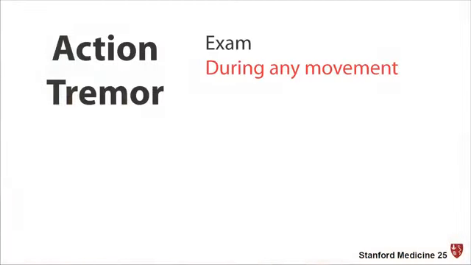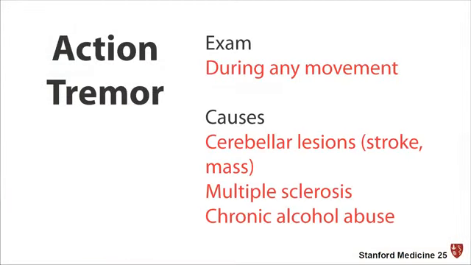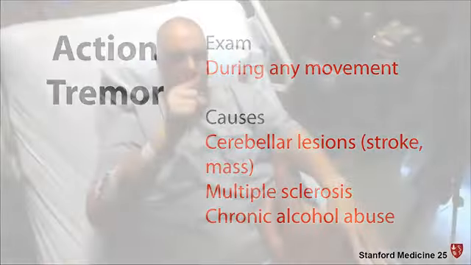The third and final category of tremor is the action tremor, sometimes referred to as the kinetic or, for our purposes, the intention tremor, which occurs in essentially any type of movement. Causes include cerebellar lesions, like a stroke or a cerebellar mass, multiple sclerosis involving the cerebellum, or chronic alcohol abuse.